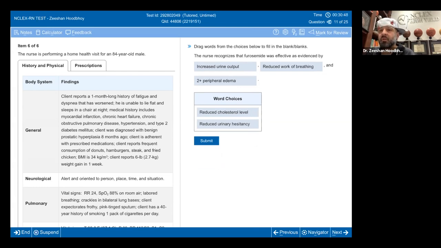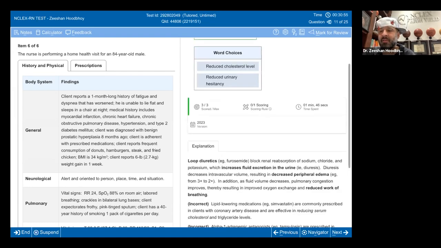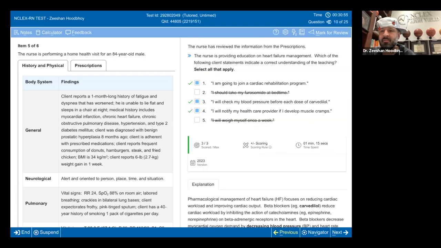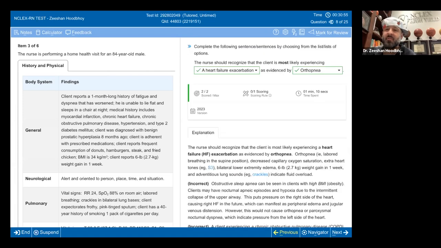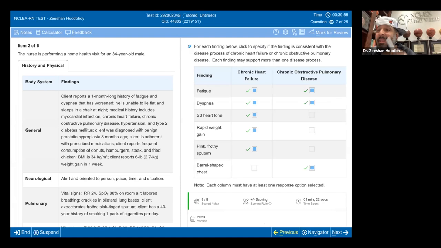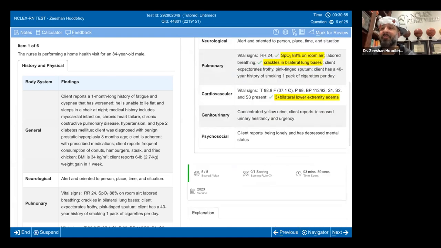What do you think? We feeling good with these? Let's go. This is it. Let's see how we did. 3 out of 3. Let's see how we did on the entire thing. 3 out of 3 on that one. 5 out of 5 on that one. 2 out of 2 on that one. 8 out of 8 on that one. And 5 out of 5 on that one.